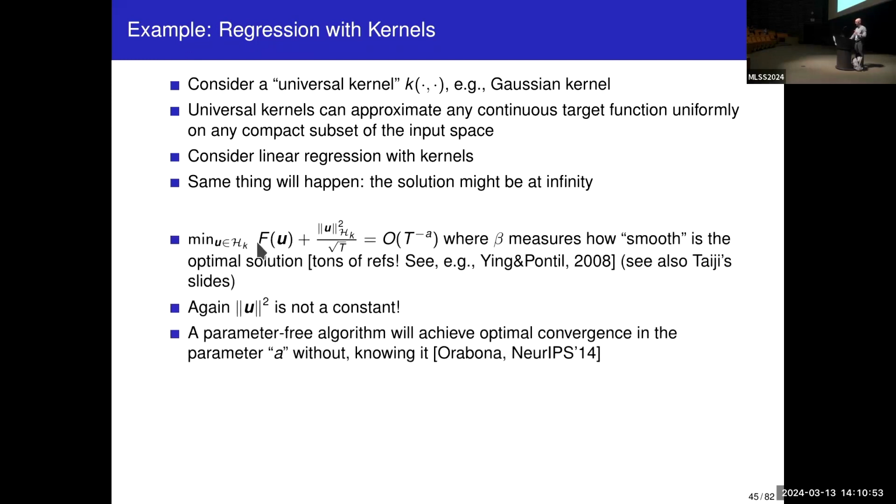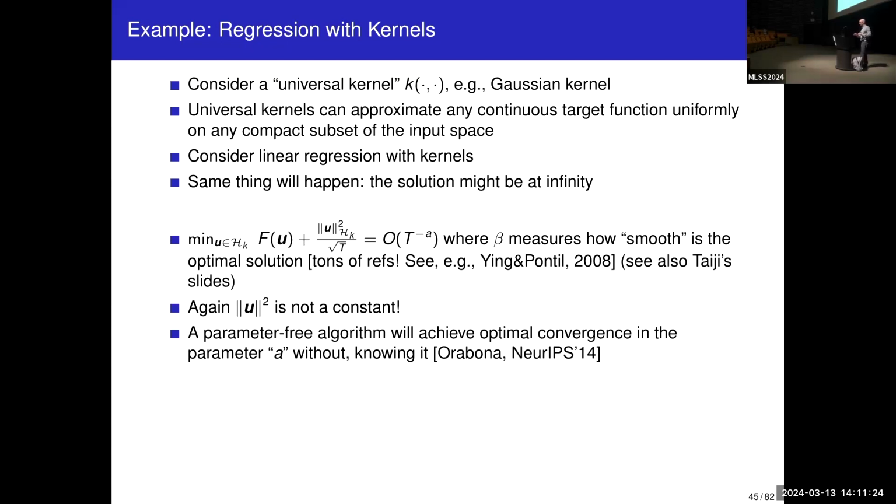And so what will happen is exactly the same as before. I have this minimum over u, but now u is in the Hilbert space induced by your kernel. And I have this f of u, which is my regression function within the kernel space. I have the norm of u measured in the Hilbert space. But this object is known to have a certain behavior that is t to the minus a, where a measures how smooth the optimal solution is.